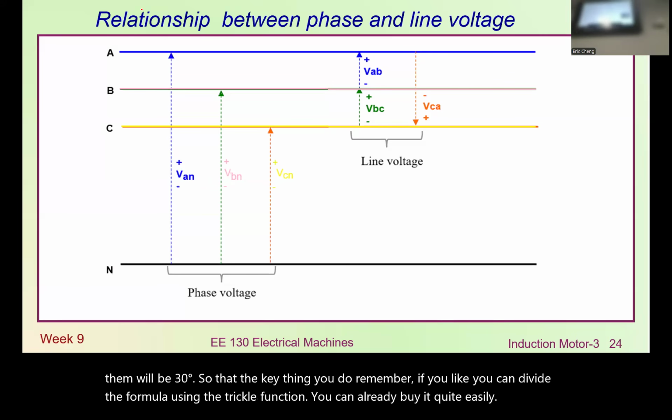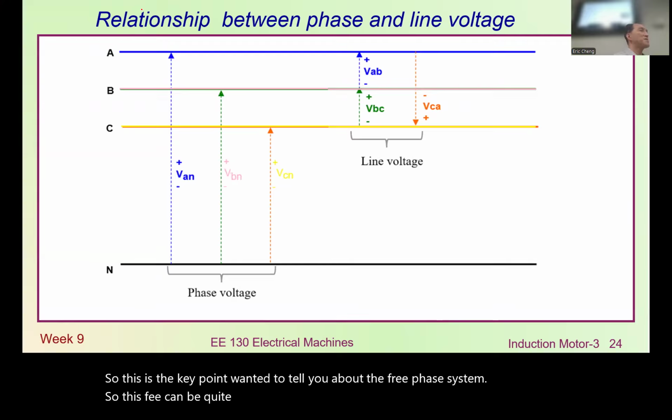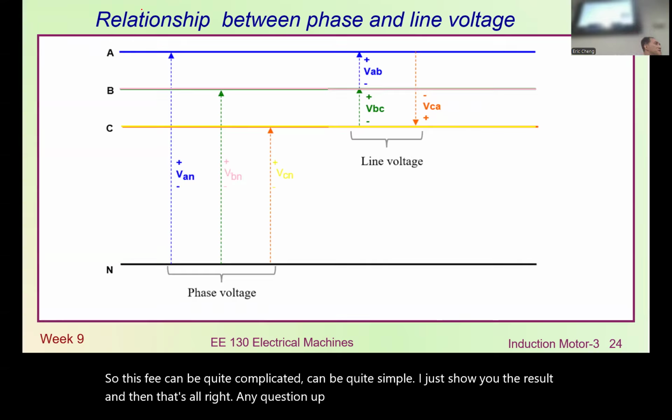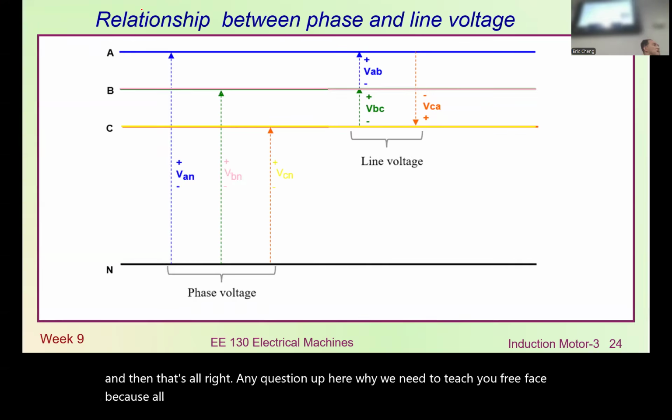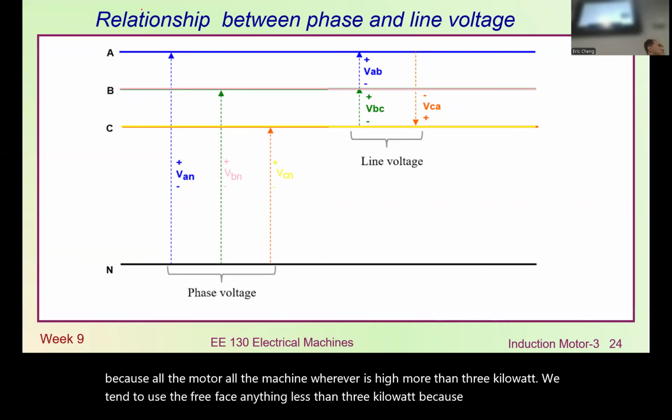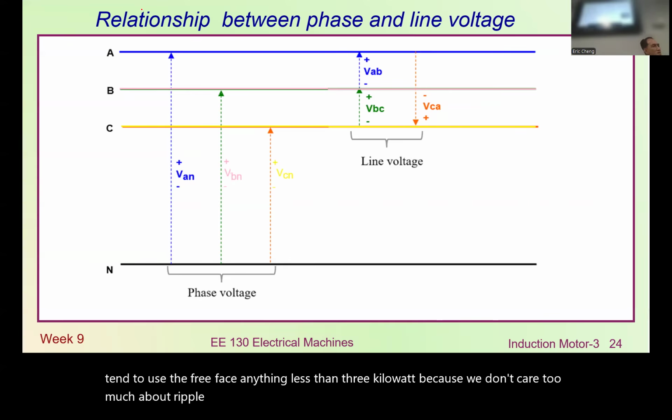So three-phase can be quite complicated, or quite simple. I just show you the result, and that's all, right? Any question up to here? Why do we need to teach you three-phase? Because for all the motors and machines, wherever the power is more than 3 kilowatt, we tend to use three-phase. For anything less than 3 kilowatt, because we don't care too much about ripple and power factor, single phase will be more dominant.